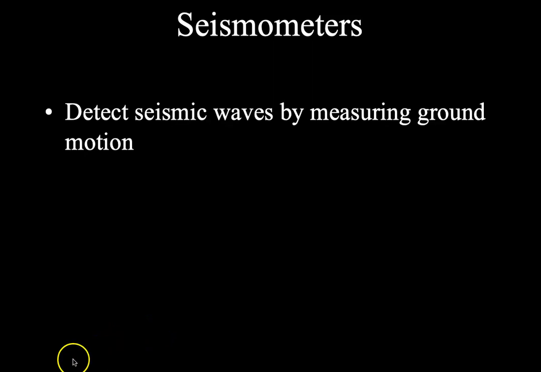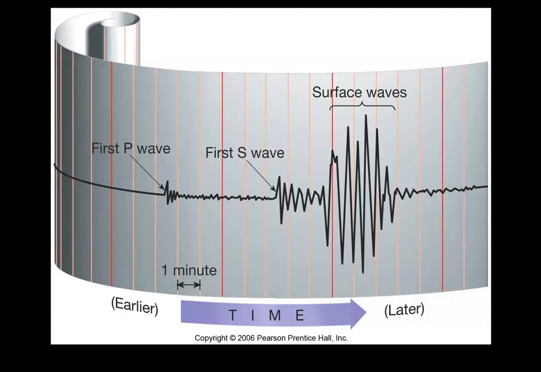So, what does this measurement look like? Here's an example of a seismogram. First, the P wave hits, then the S wave hits, and then a whole bunch of other crazy waves hit. If you go on in geology, you will learn about these other crazy waves, the surface waves, and what kind of damage they do. In Geology 1, you're only responsible for P waves and S waves.